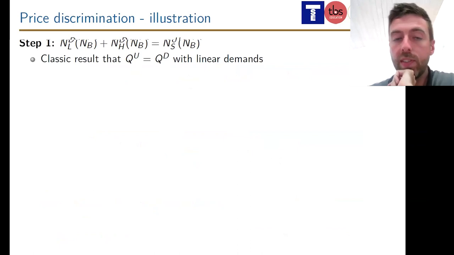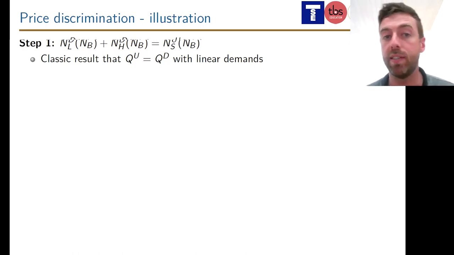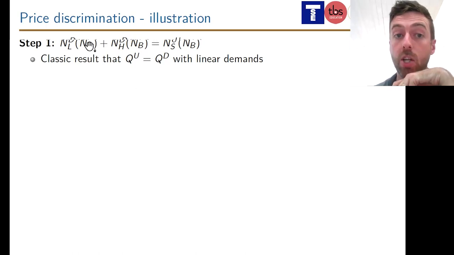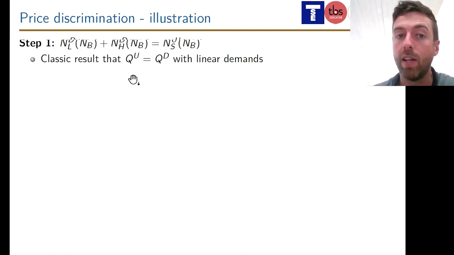So what does that mean? So first, and this is going back to the traditional results from Pigou or Robinson. If we fix the number of buyers and we compare the level of participation under uniform pricing and under discrimination, if we compare the participation by sellers, then we have the classic result that the total quantity remains the same, right? So under uniform pricing, the total quantity of sellers is this. It's going to be equal to the total quantity of sellers under price discrimination.